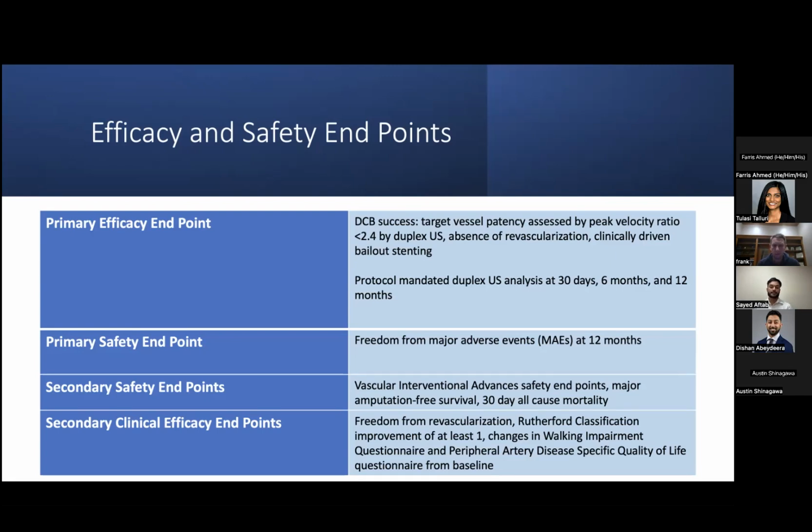And the patients were also mandated to undergo an ultrasound analysis at 30 days, 6 months, as well as 12 months. And the primary safety endpoint for each procedure was freedom from major adverse events. Major adverse events were defined as a composite or group of target limb-related death, amputation of target limb, as well as reintervention of the target limb. And I also included the secondary clinical and safety endpoints.